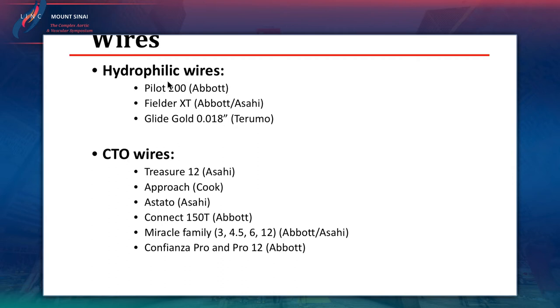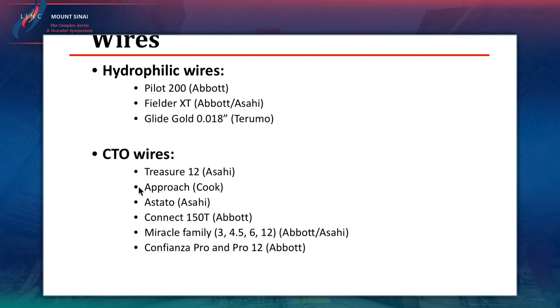So in regard to hydrophilic jacketed, this should say really jacketed, because most of the wires nowadays are hydrophilic. I like Pilot 200 for below the knee tibial vessels, both in the antegrade and retrograde approach. I like the Glide Gold. So those two are my go-to jacketed wires, Pilot 200 and the Glide Gold 018. Pilot 200 is an 014 wire.